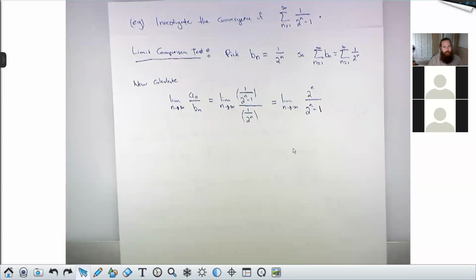Yes, 1 over 2 to the n minus 1 is bigger than 1 over 2 to the n. That's why I can't use the direct comparison test. That's an answer to Simon's question in chat. So how do I calculate this limit? Who can help me with that?